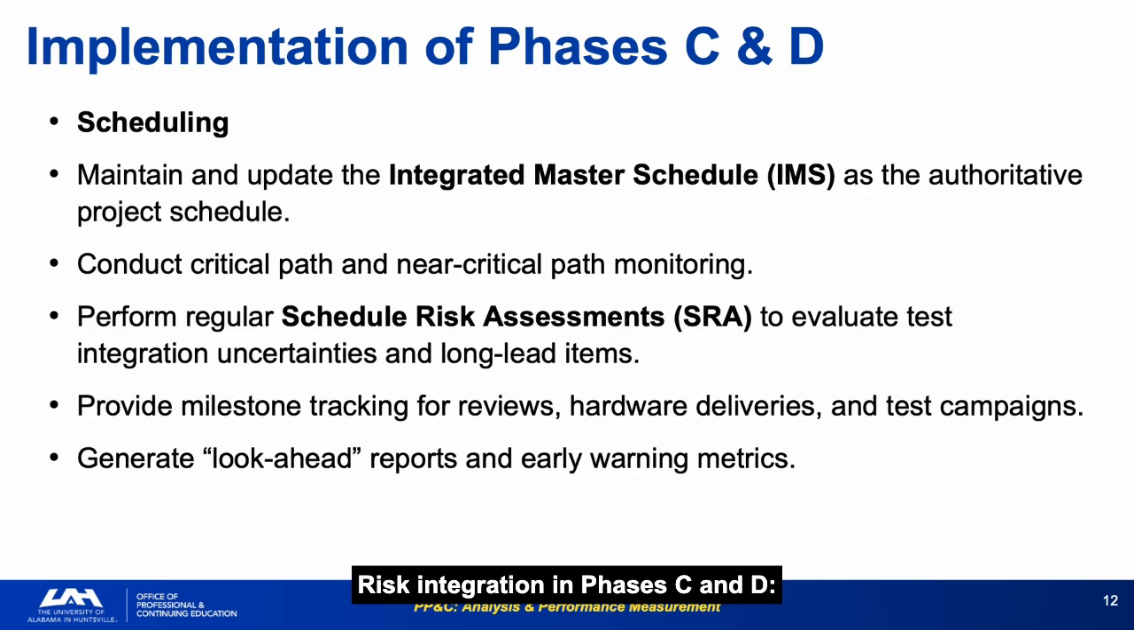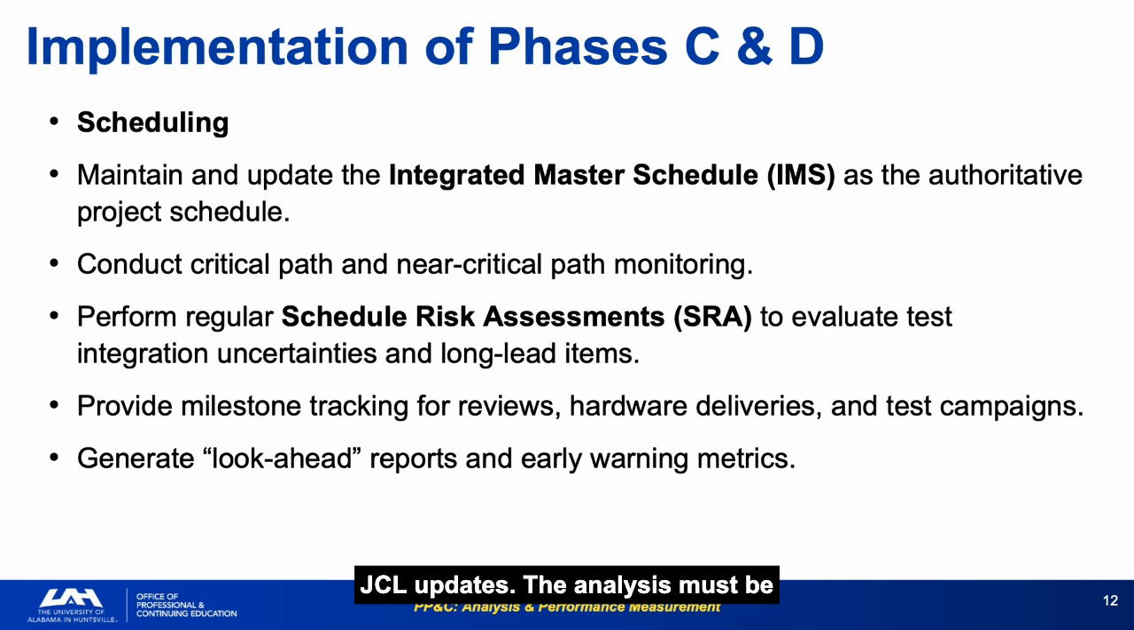Risk integration in phases C and D. Continuously updating the risk register, conducting risk-informed forecasting, supporting JCL updates. Risk burndown analysis is a specific PPNC product. It asks whether the reserve usage that has occurred has actually retired the risks it was supposed to cover.